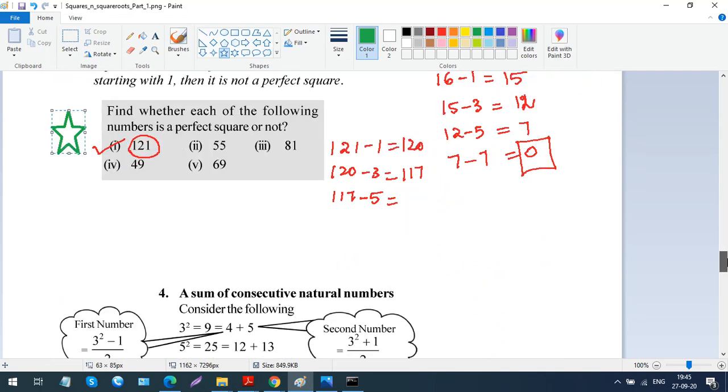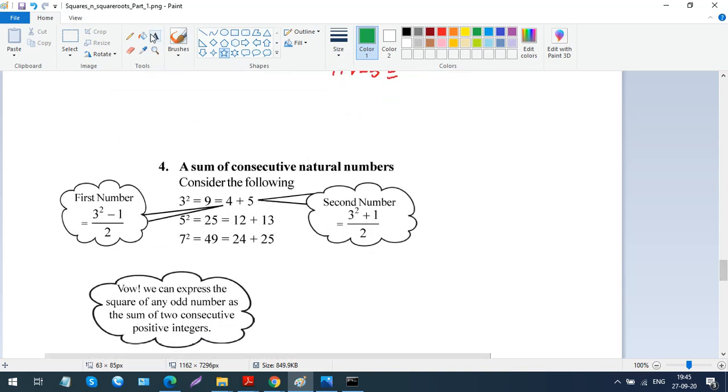Okay, now come to property number 4. Sum of consecutive natural numbers. See how there is a pattern being followed over here. You have 3 square, right? See, 3 square could be written as 9, right? Correct. So now I can actually write this 9 as, you take the 9 minus 1 divided by 2, and 9 plus 1 divided by 2.